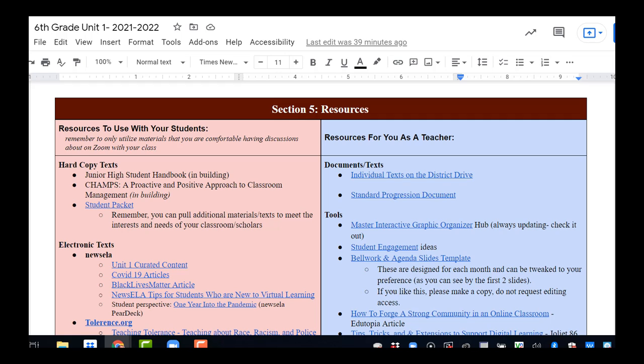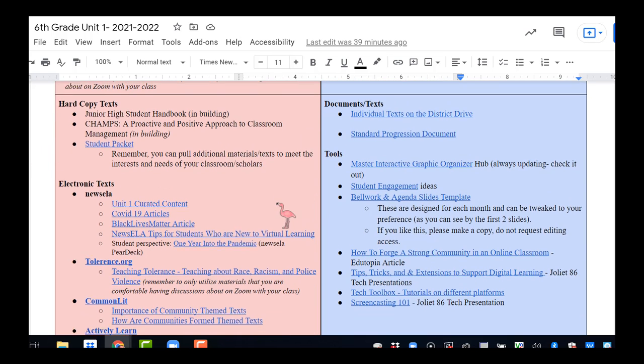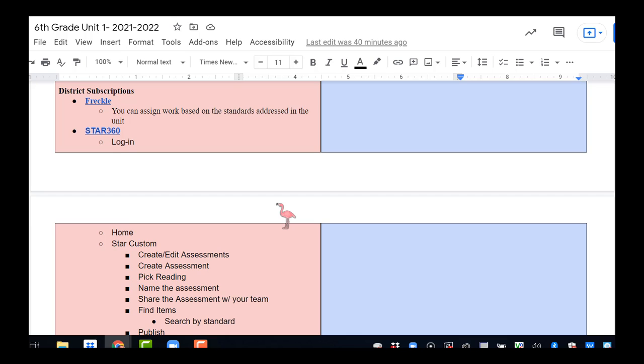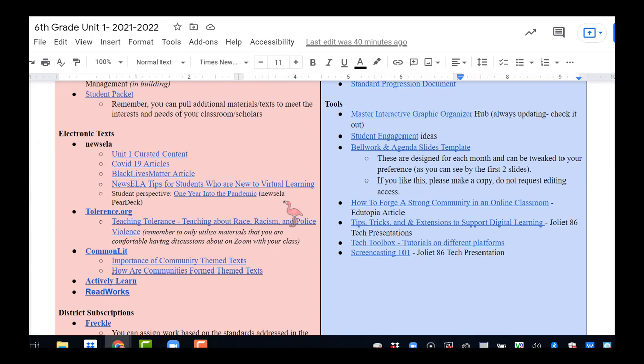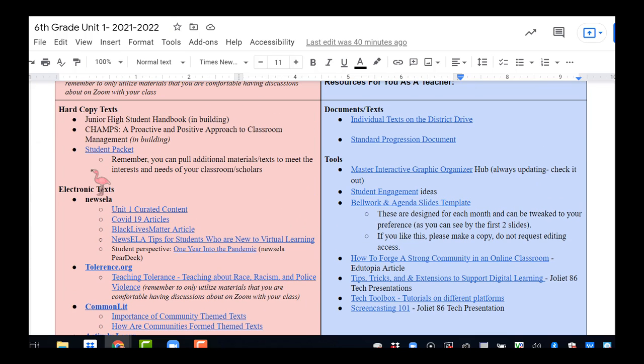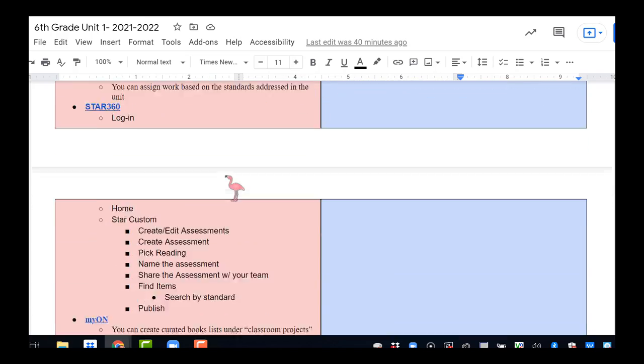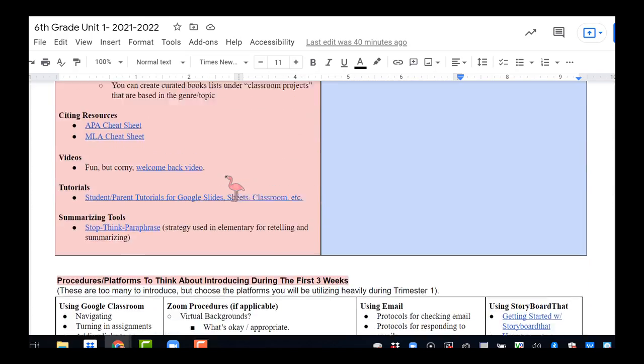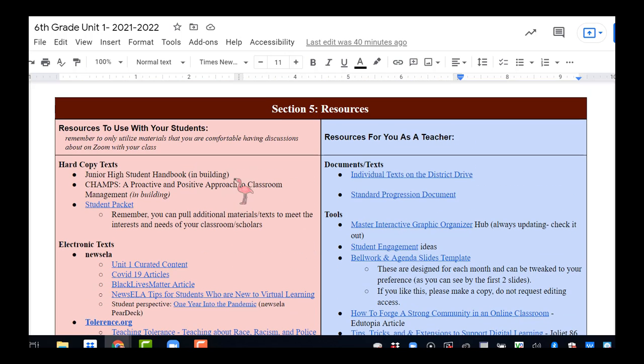All right, section 5 are your resources. On the left-hand side, these are all of your resources that you can use with your students. You'll notice the student packet is linked there along with everything else that students can use. And then on the same side, we have the blue side, which are resources for you as a teacher. Once again, we have a hyperlink to the district drive where you can get the individual texts if you'd like to upload them to your Google Classroom.